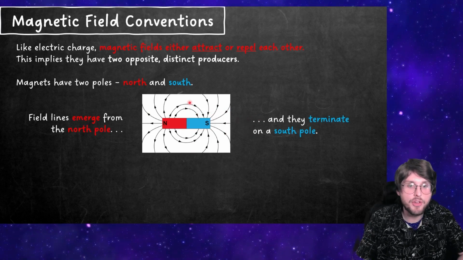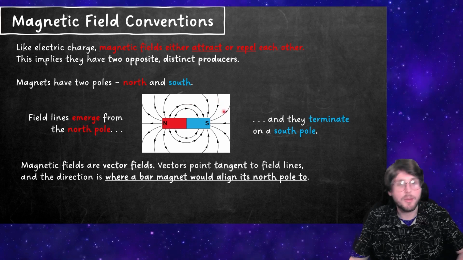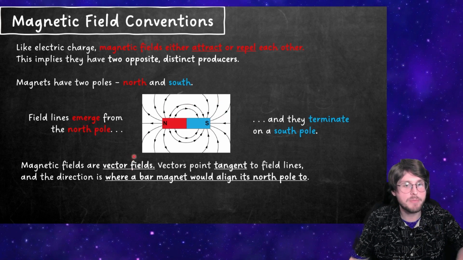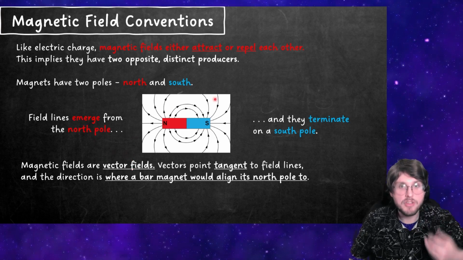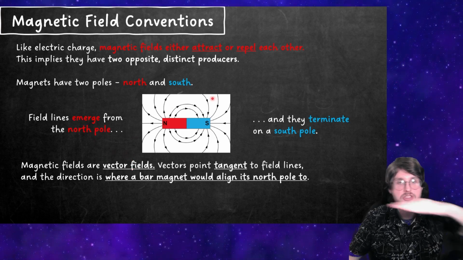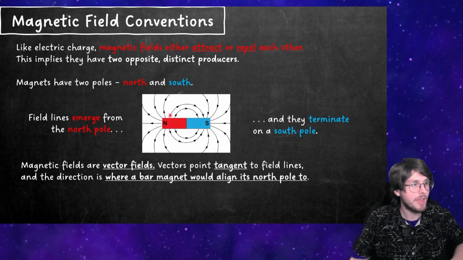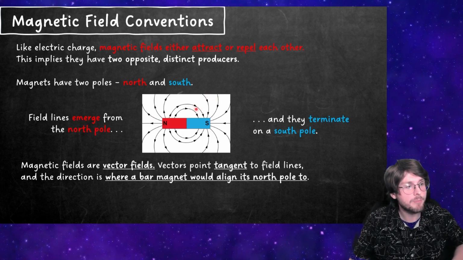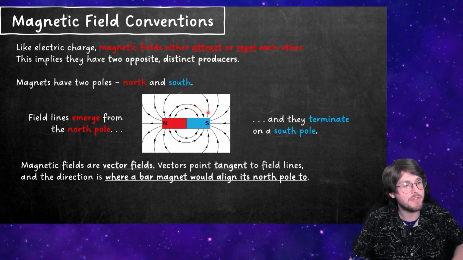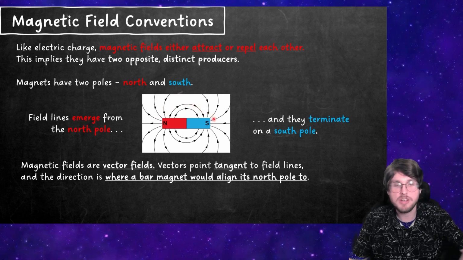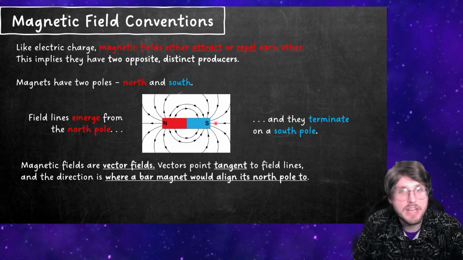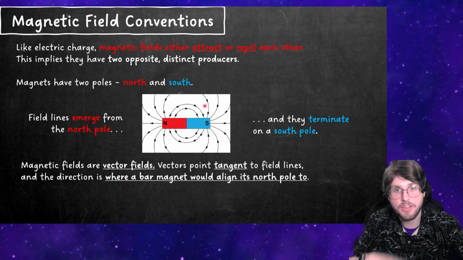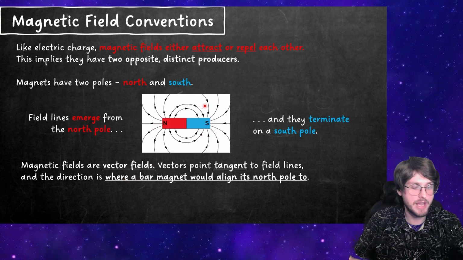Now these field lines also have direction, and so just like with electric fields, we describe these as vector fields. With any field line, the vectors involved with those lines always point tangent to the field lines at any point. So wherever an arrow is pointing, you can draw a straight line off of that arrow, and that will indicate the direction of the magnetic field vector at that location. The direction of a magnetic field indicates where a bar magnet would align its north pole if you were to place it at that location.